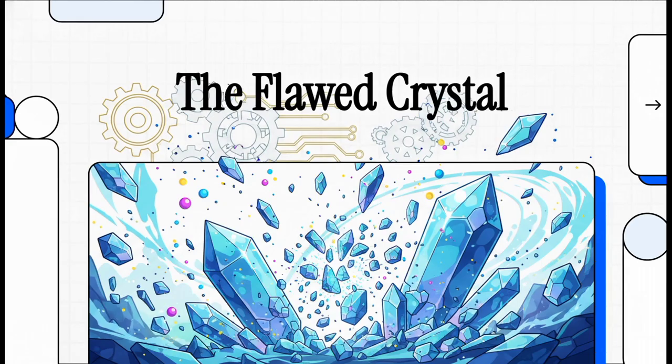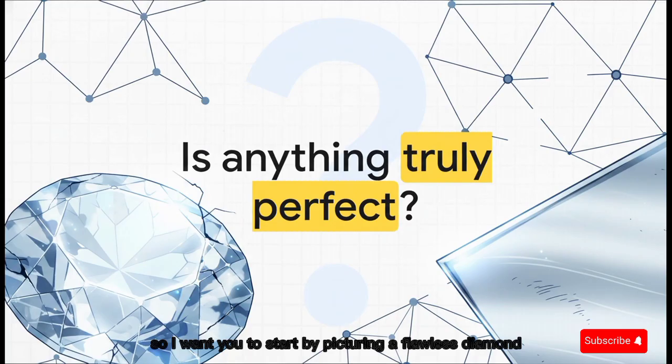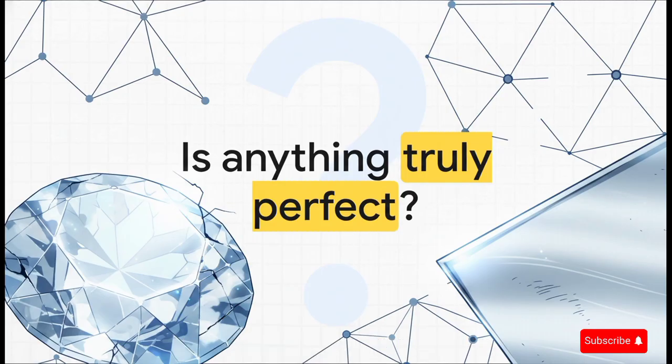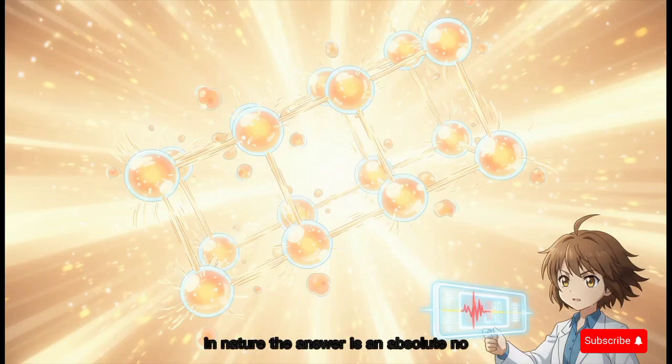Let's dive in. So I want you to start by picturing a flawless diamond in your mind. Or, maybe a pristine, gleaming sheet of polished metal. Really visualize it. Now ask yourself, is that material completely, flawlessly perfect down to the very last atom? Well, the truth is, in nature, the answer is an absolute no. No real crystal is ever truly perfect.